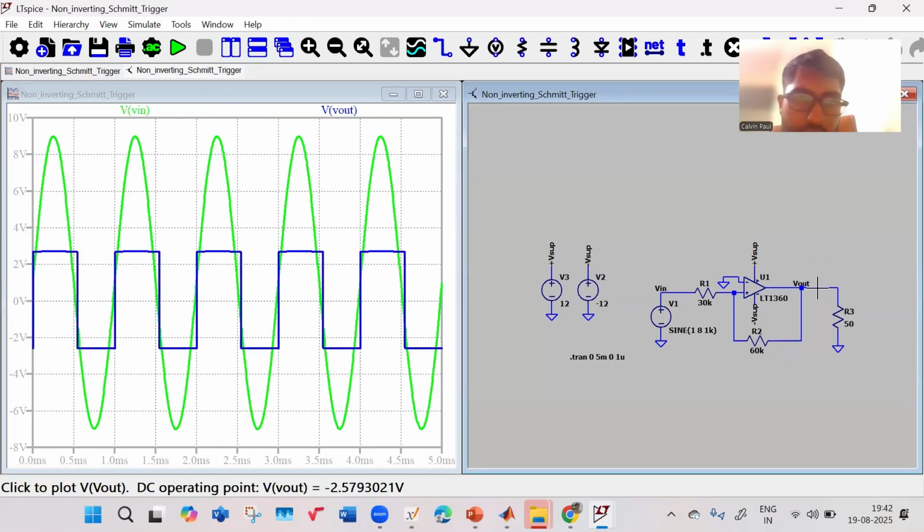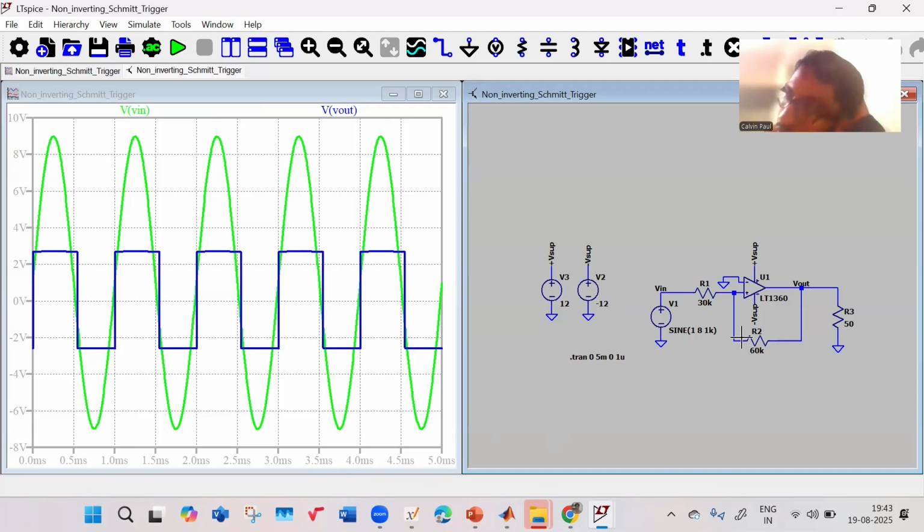Input, this is my output. So the point at which it will transition is determined by these resistors. Because of this 60K and 30K, it will transition, let us say the supply is 12, around 12 by 9 into 6. It's transitioning around 3 volt. Around 3 and -3 it is changing.